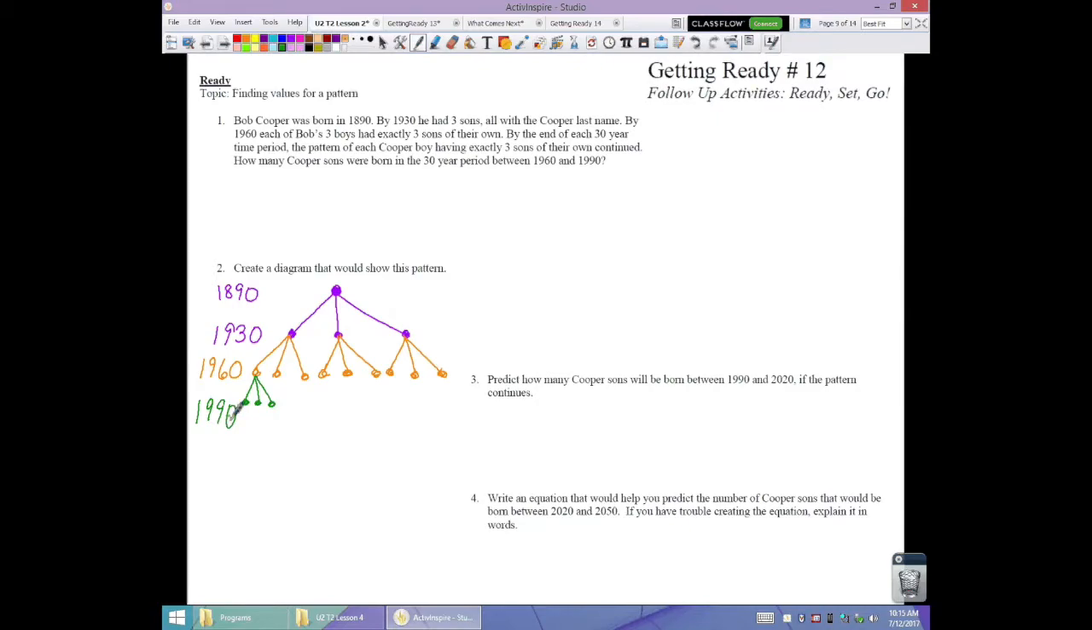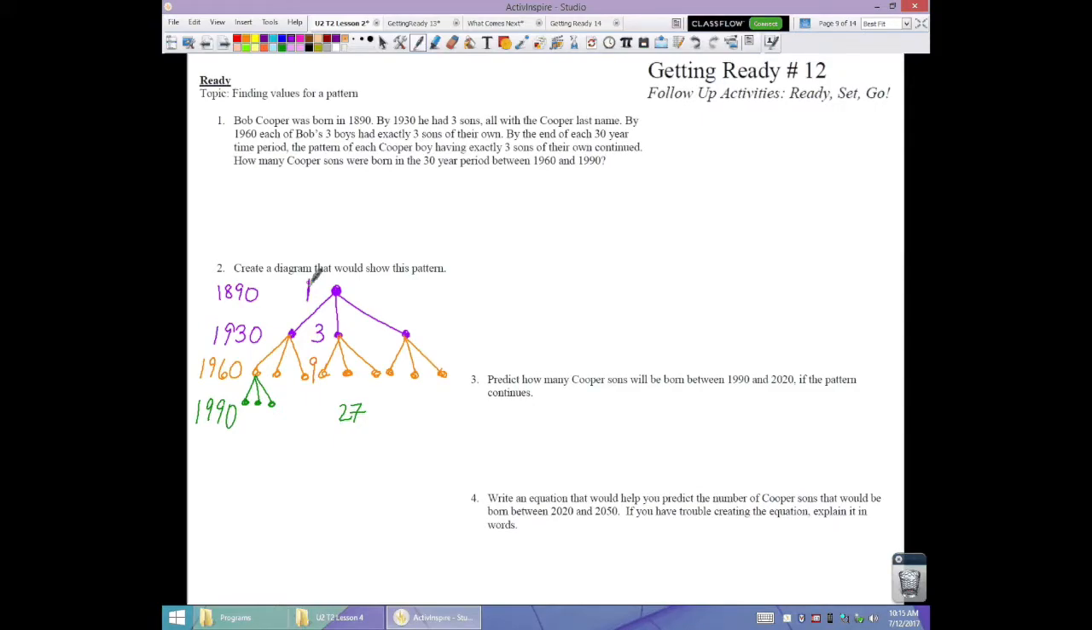So by 1990, or in that 30-year period, 1960 to 1990, those 9 orange dots become 27 green dots. Okay? So if we look at the pattern here, the orange generation, there were 9 sons. The purple generation, or the second generation here, there were 3. And back in 1890, there had only been 1.